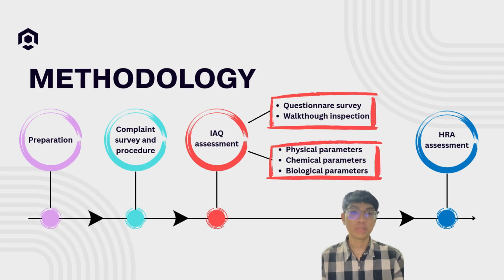And the last step will be conducting health risk assessment. HRA will be evaluated based on chemical parameters that exceed the permissible limit established under the ICOP IAQ 2010. This evaluation will be categorized into carcinogenic and non-carcinogenic risks.